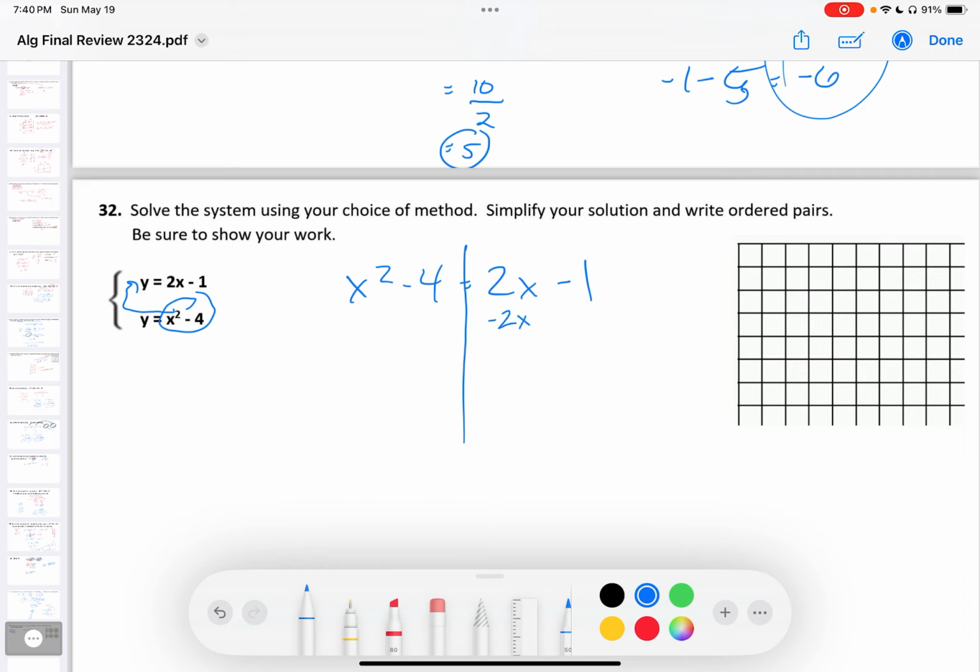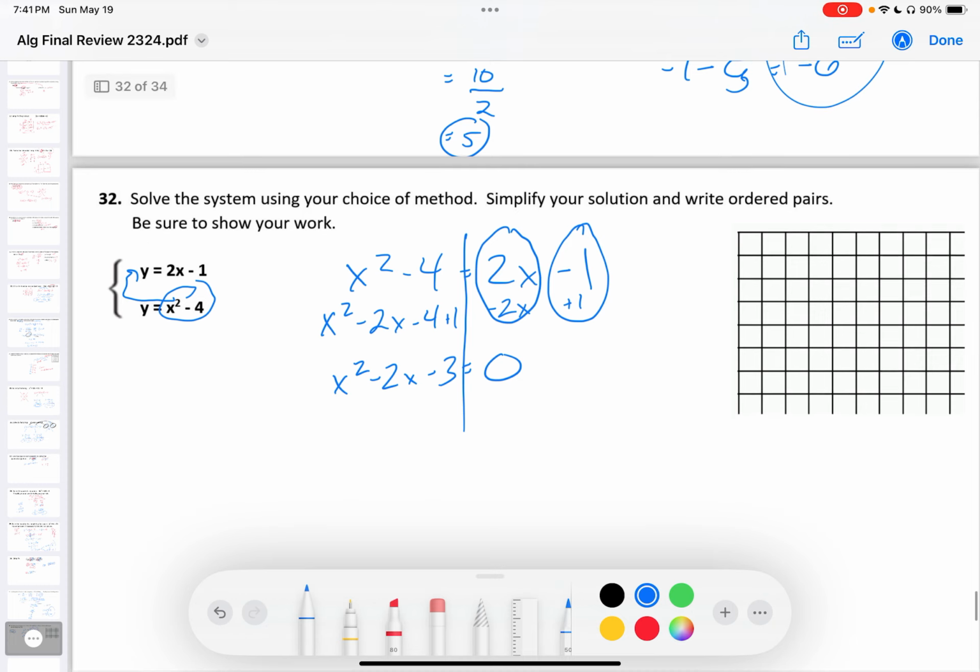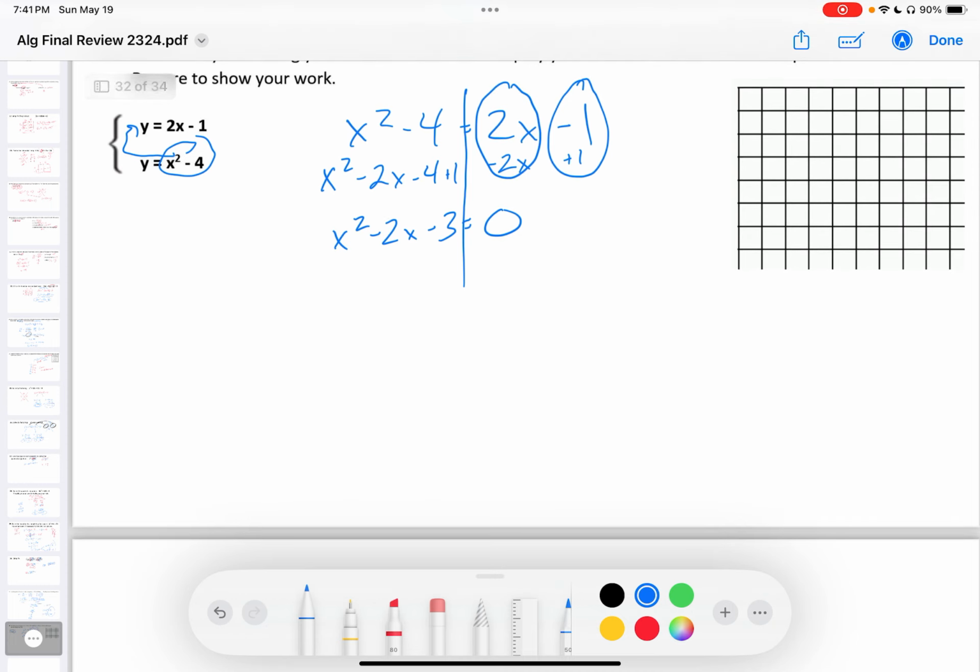So I'm going to subtract 2x, and I'm going to add 1. So I've got x squared minus 2x minus 4 plus 1, or x squared minus 2x minus 3. And the right side, 2x minus 2x and negative 1 plus 1 is 0. So now the task at hand is to solve this, and we would solve this in whatever form seems appropriate.